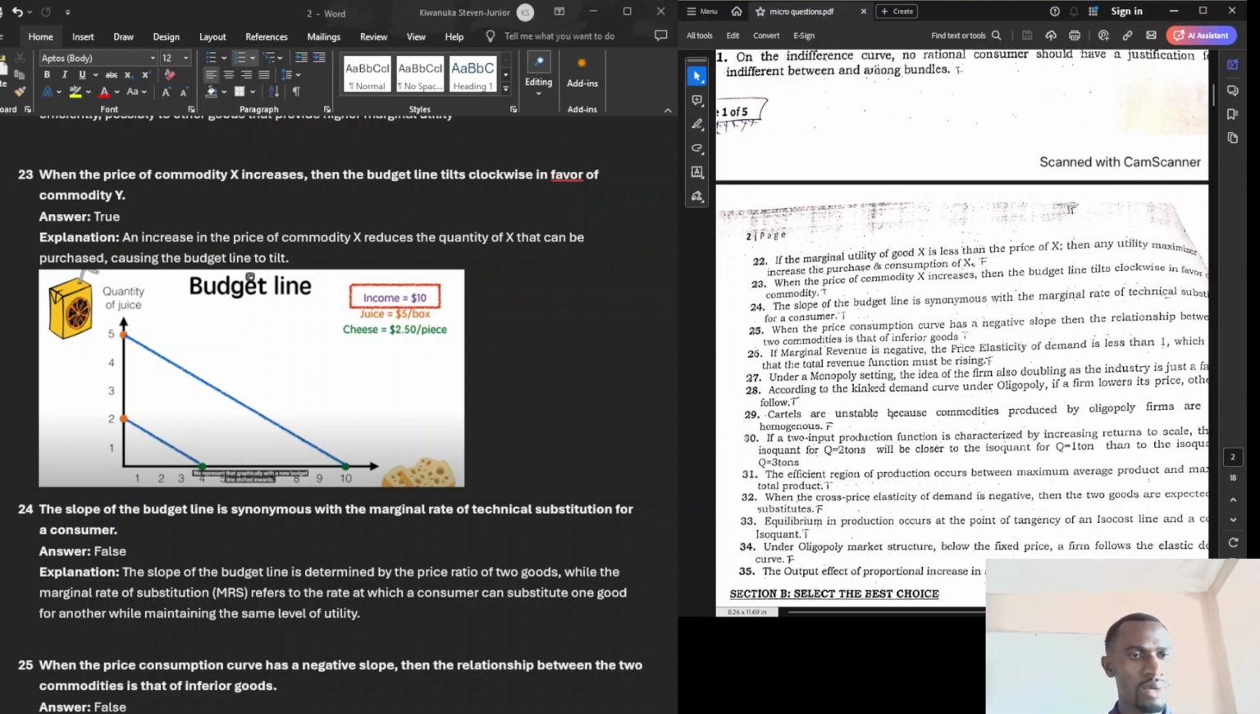For the budget line, we are considering two goods, and the determining factor is price. While for marginal rate of substitution, we look at the rate at which the consumer can substitute a good with another while maintaining the same level of utility. Let's say Mountain Dew and Mirinda provide the same level of utility. At what rate can the person substitute one for the other? That's what we call marginal rate of substitution.